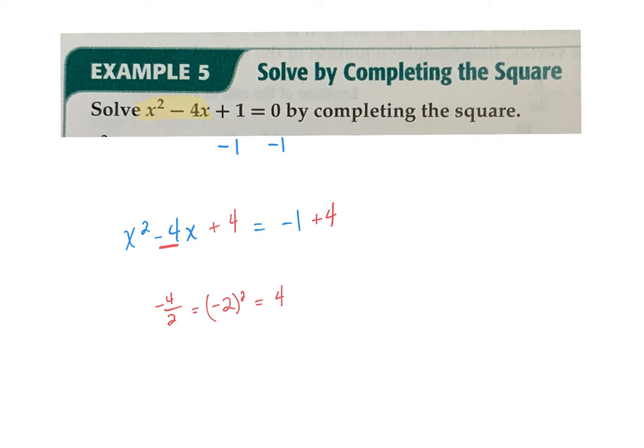So the first thing you want to do is get your ax squared plus bx by itself. All right? Then you want to take your b over 2 and square it and add it to both sides.